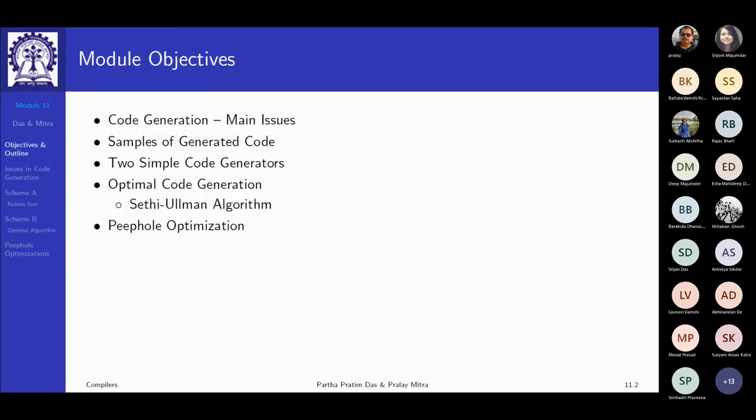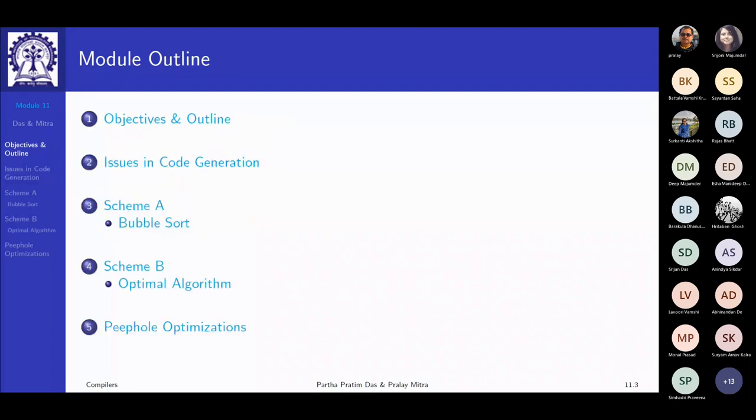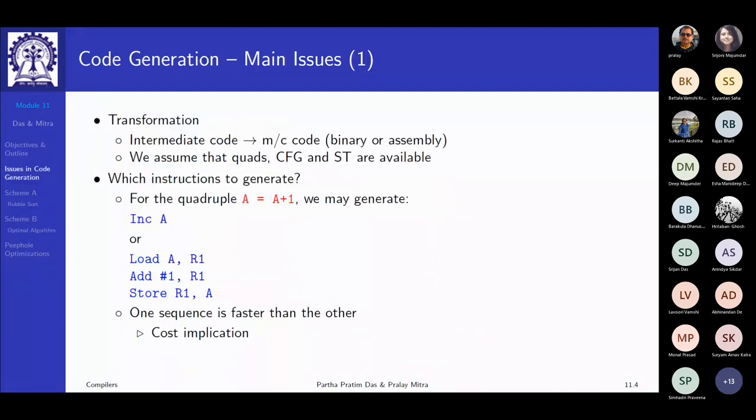So we'll first discuss some key issues in code generation, and then some samples of generated code and two simple code generators.